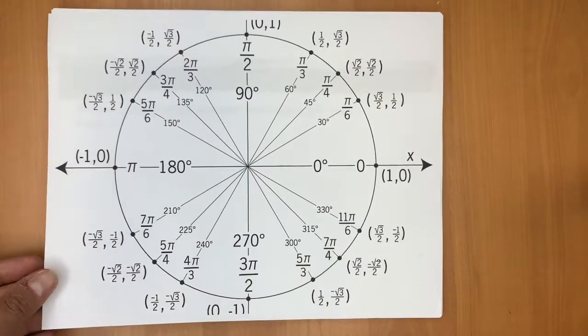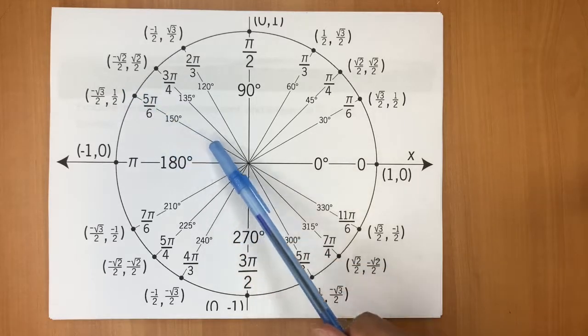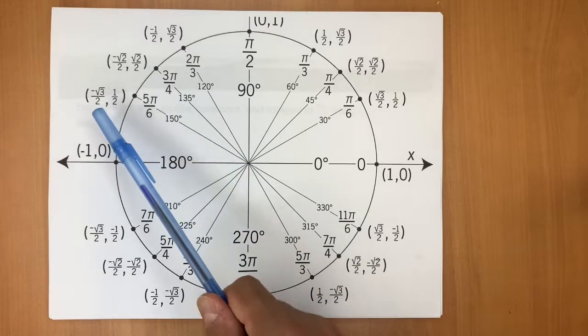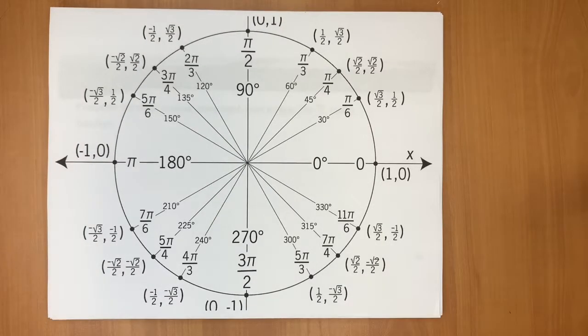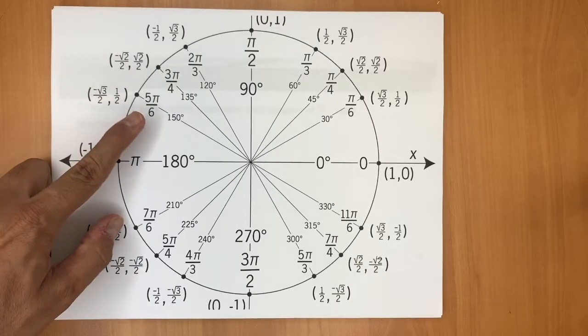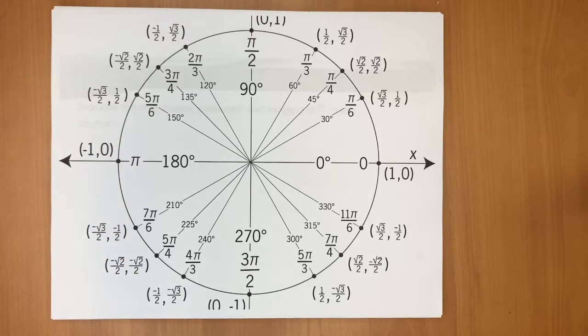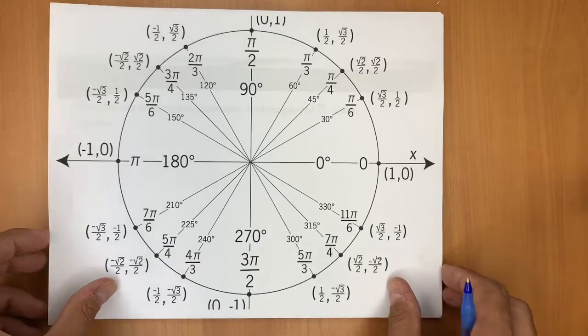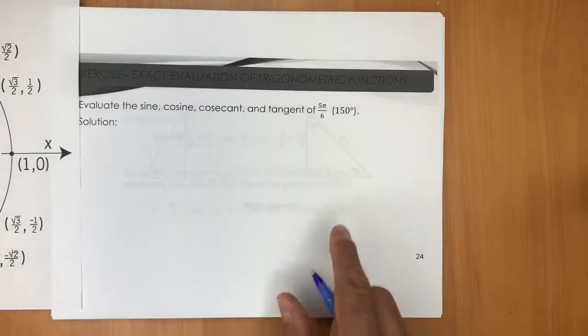So bringing back the unit circle, 5 pi over 6 is right here. We can immediately read out the x and y entries. Remember that on the unit circle, the x entry of the point is always the cosine of that angle. So cosine of 5 pi over 6 is negative root 3 over 2, and 1/2 is the sine of 5 pi over 6. Let's use this fact to determine the other trig functions.